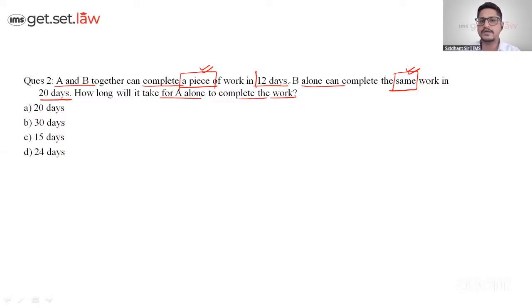Their combined work is 12 days. B singly is taking 20 days. So will it be 20 days, equal or less? Now there is a small trick to it, and I'll tell you what that trick is. But before that, I want you people to solve it. You are going to take a minute for this. Okay, do it.